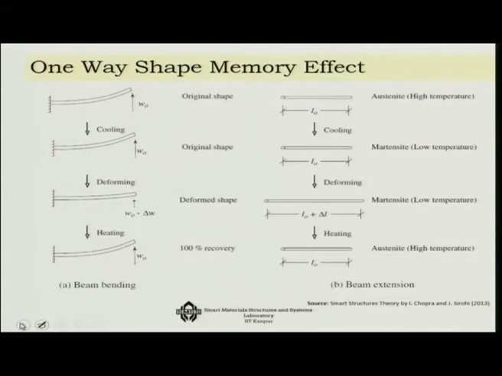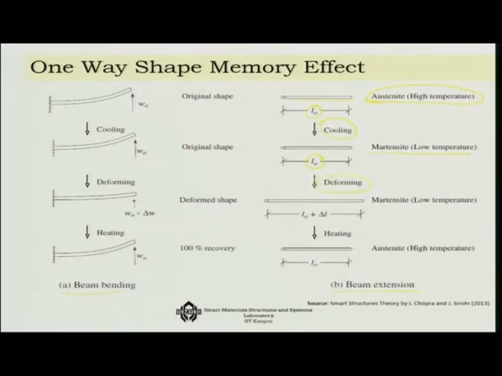So in the one-way shape memory effect, there are two types. One is the beam extension, another is the beam bending. Let us first discuss what happens in the beam extension. Suppose I take an SMA sample which is at the austenite high temperature phase. Then I just cool it, fine, and then it goes to the martensite low temperature phase, but there will be no change of length. Okay, so even though there is this twinned martensite formation that has taken place, it is an internally adjusted procedure, so there will be no change of length.